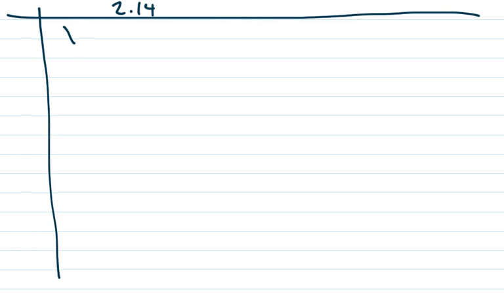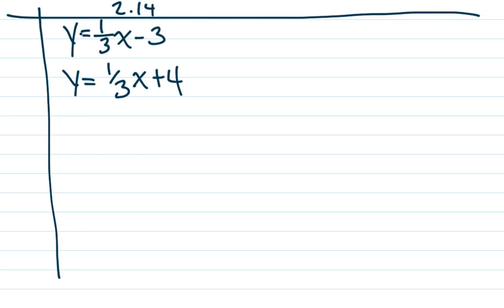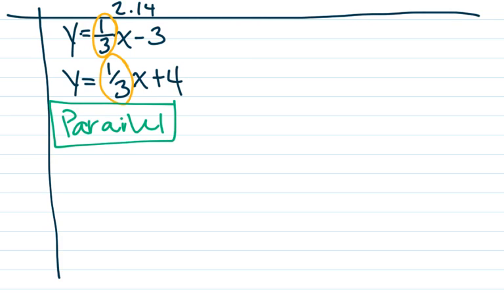So if I have y equals 1/3 x minus 3 and y equals 1/3 x plus 4. The first thing you have to ask yourself is, are they both solved for y? And in this case, they are. So then the next question is, are the slopes the same? Slope up here is 1/3, slope here is 1/3. So yes, they're the same, so that means they are parallel, because they are the same slope.